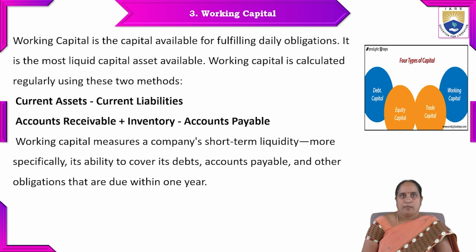Generally, working capital is the difference between current assets minus current liabilities. Current assets are those which can be easily convertible into cash, which can be in liquid form. We can easily market those assets. And accounts receivable plus inventory minus accounts payable is also known as working capital. Thus, working capital measures a company's short-term liquidity and, more specifically, its ability to cover its debts, accounts payable and other obligations that are due within 1 year.